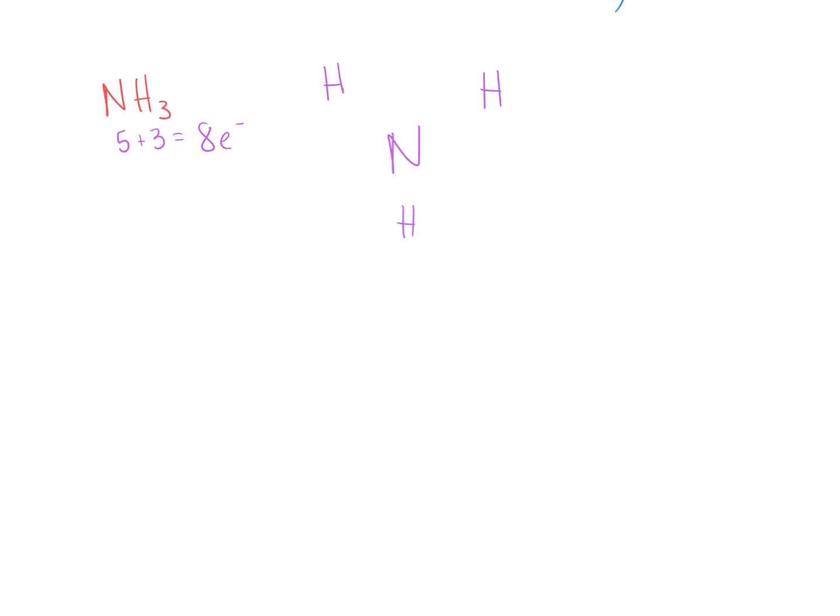Now I'm going to bond. And when I do that, I use up 2, 4, 6 electrons, didn't I? By making those bonds, I used up 6, which means I have 2 electrons left I need to put on my structure somewhere. I can't leave them off. They have to be on there.